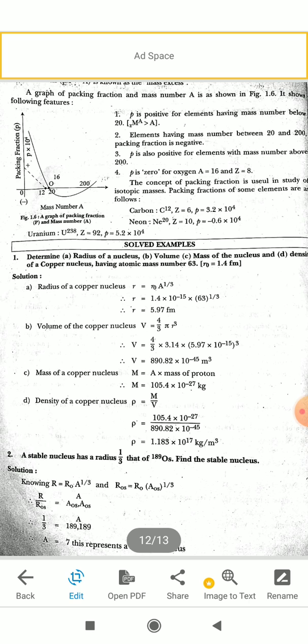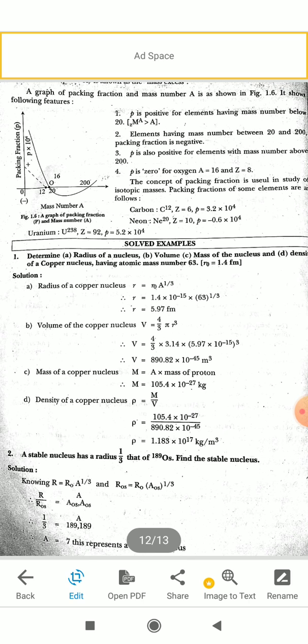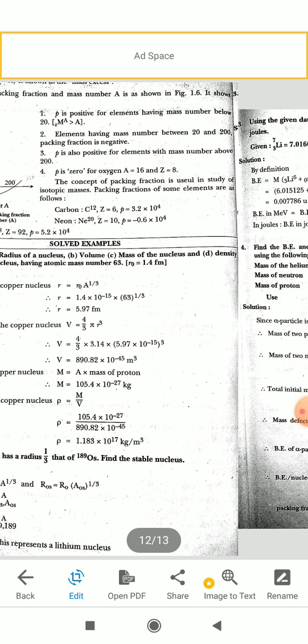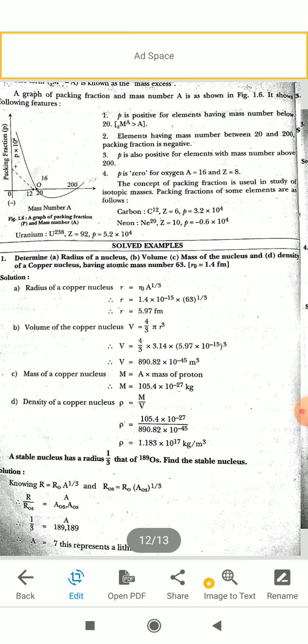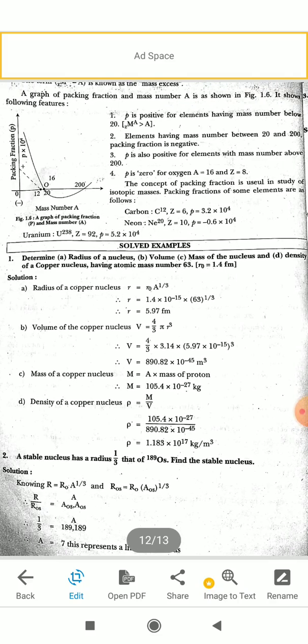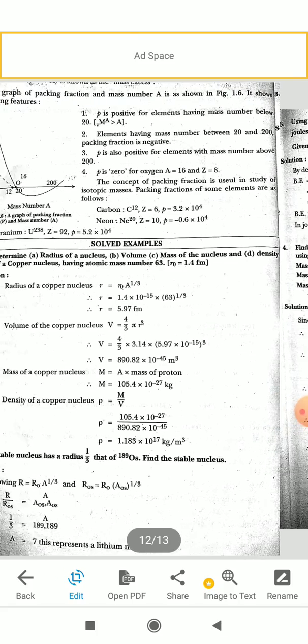So putting in these values, we can calculate the mass number. The mass number of that stable nucleus is A equal to 7. So mass number 7 is of the lithium nucleus. So the stable nucleus of that particular given example is the lithium nucleus.